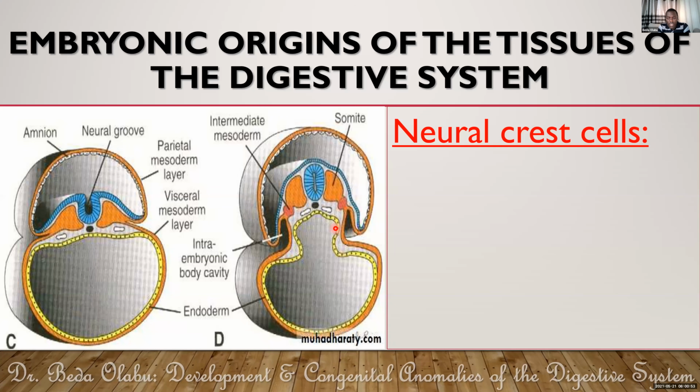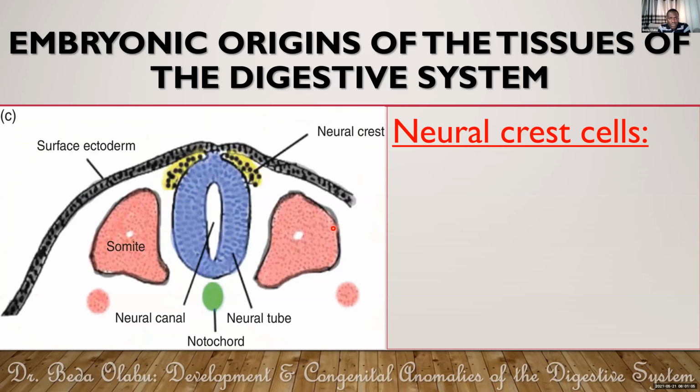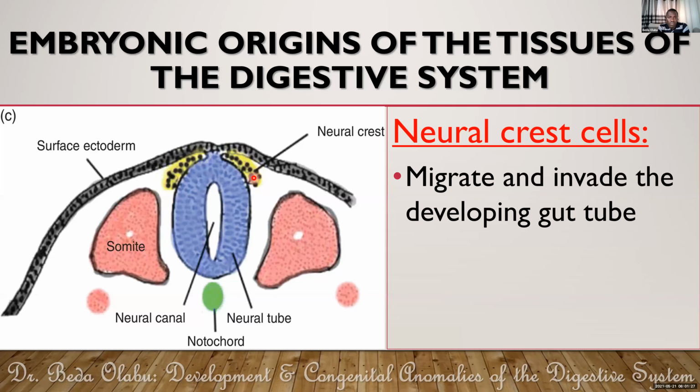Remember that when neurulation occurs, there are two types of neurulation, primary neurulation and secondary neurulation. When the primary neurulation process takes place, we have formation of the neural tube and the neural crest. The neural crest cells have a number of characteristics. They are multipotent cells, they are migratory cells. If we look at that second property, they are migratory. Neural crest cells indeed migrate from where they are, they invade the developing gut tube.